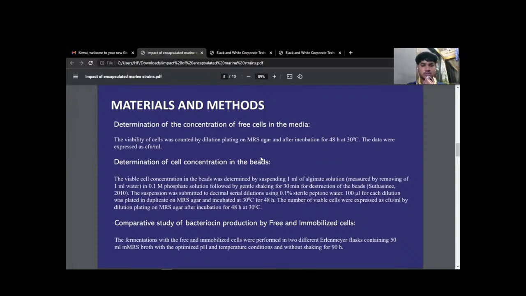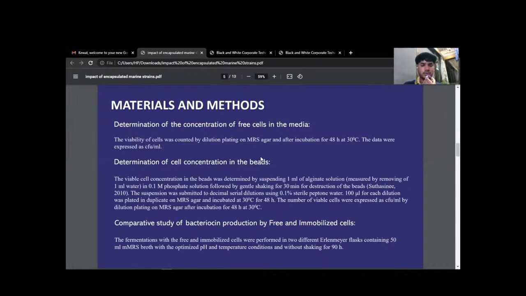Determination of cell concentration in the beads. The viable cell concentration in the beads was determined by suspending 1 ml of alginate solution in 0.1 molar phosphate solution, followed by gentle shaking for 30 minutes for destruction of the beads. The suspension was submitted to decimal serial dilution using 0.1% sterile peptone water. 100 microliters of each dilution was plated in duplicate on MRS agar and incubated at 30 degrees Celsius for 48 hours. The number of viable cells was expressed as CFU per milliliter by dilution plating on MRS agar after incubation for 48 hours at 30 degrees Celsius.